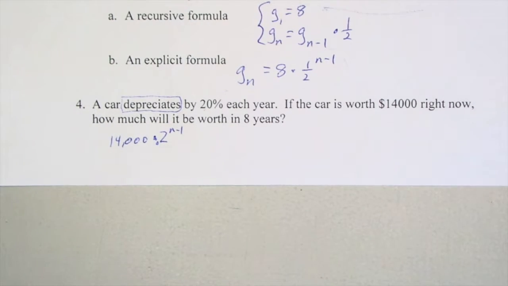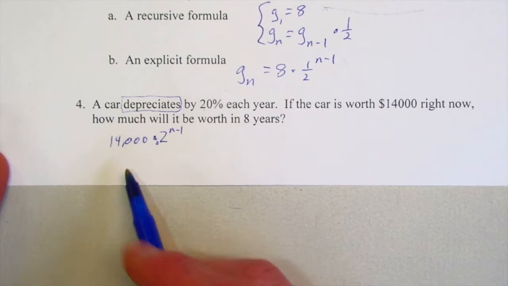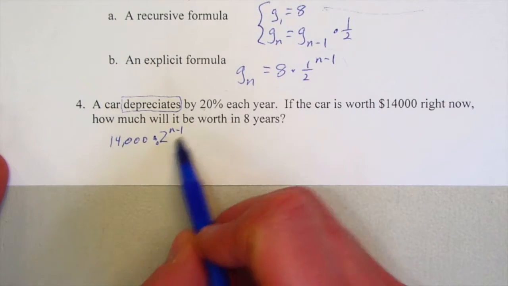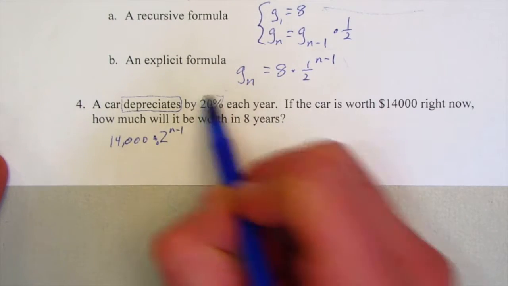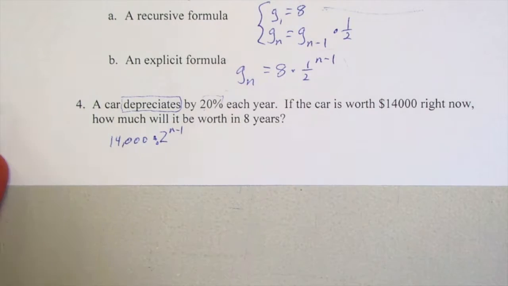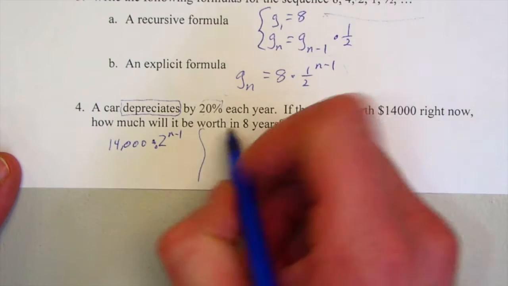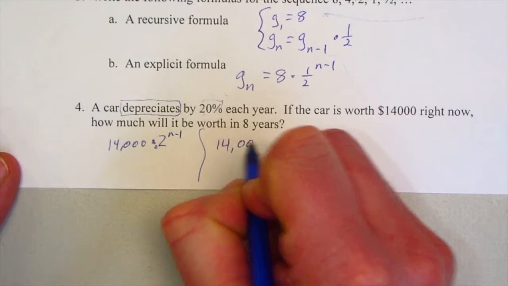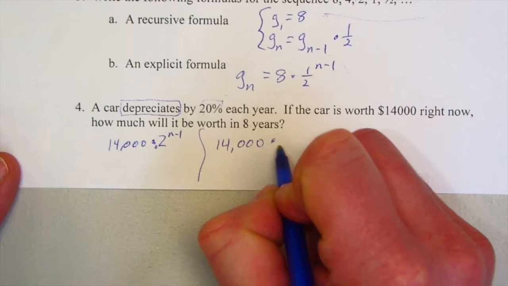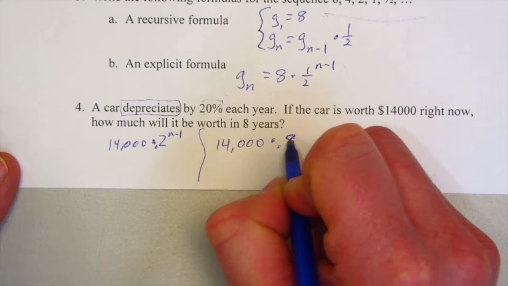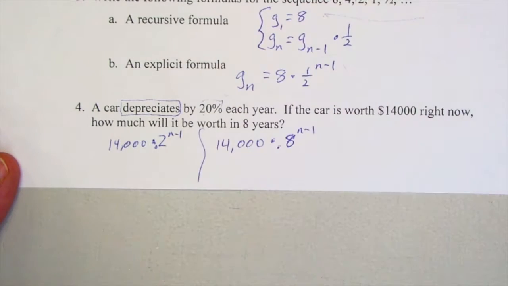Well, there's a couple things that are wrong with that. First of all, here's the easiest one to see: I'm losing 20%, but the question asks me how much will it be worth. So I want to calculate not how much I lose, but how much I keep. If I lose 20%, that means that I keep 80%. So the better way to write the formula is going to be 14,000 times, not 0.2, but times 0.8, because I'm keeping 80% of my value, power n minus 1, like that. All right. That fix, I think, makes sense.